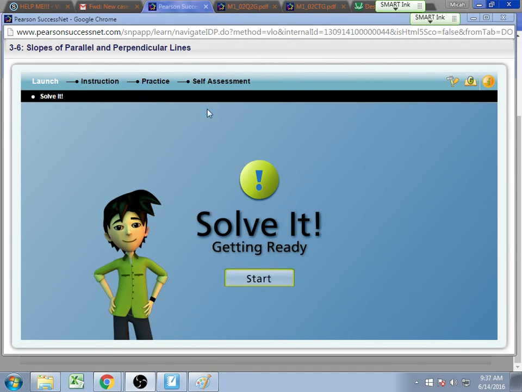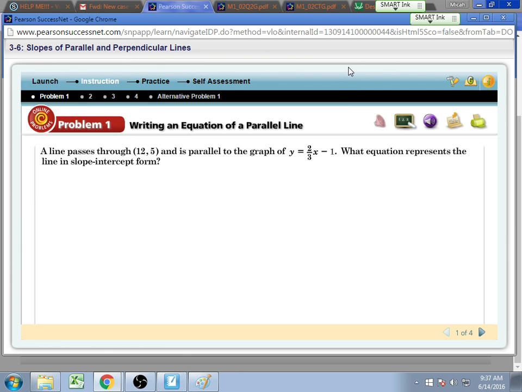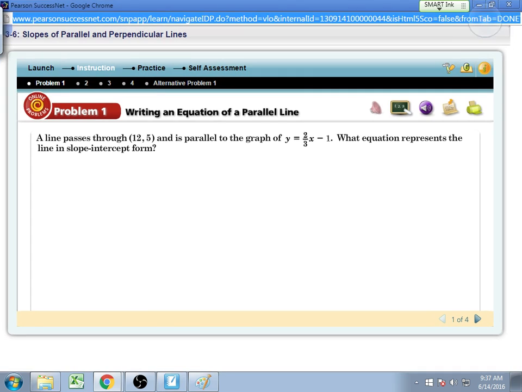All right, so we're going to talk about parallel and perpendicular lines. Now, what does it mean for two lines to be parallel? They'll never meet as they continue outward forever to infinity and beyond. They will never, ever meet. So, what does that mean when we look at an equation of a line?